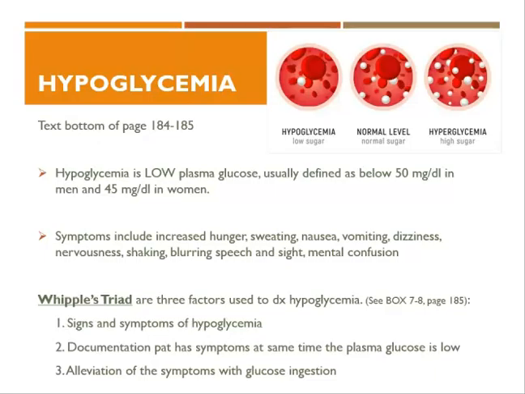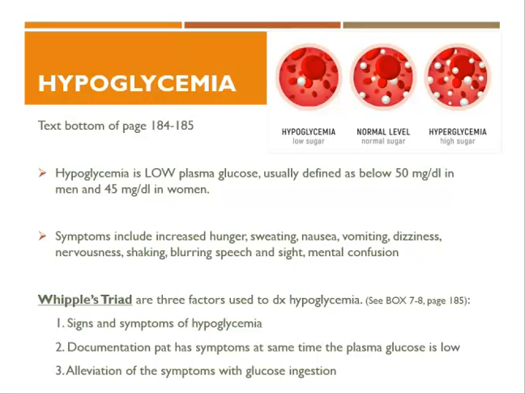So up to this point, we've been talking about hyperglycemia, but now let's switch gears and talk about hypoglycemia. So hypoglycemia is low glucose or plasma glucose, and it usually is defined by below 50 milligrams per deciliter in men and below 45 milligrams per deciliter in women. Symptoms can include things like hunger, sweating, nausea, vomiting, dizziness, shaking, even problems with sight and speech, and even mental confusion.